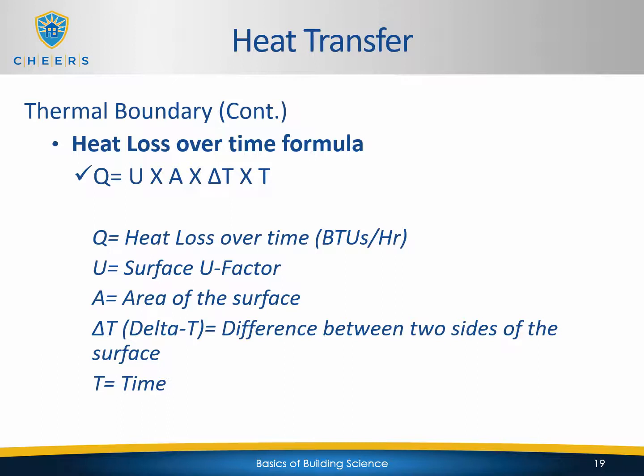A better way to call this formula would be heat loss over a specific area over time. Again, Q is the heat loss over time, U is the surface U factor, A is the area of the surface. The triangle T is called delta T, that's what the triangle is, like I stated, and that's the difference between the outside and the inside of the surface. And then the T stands for time.